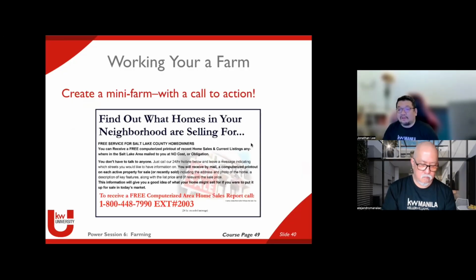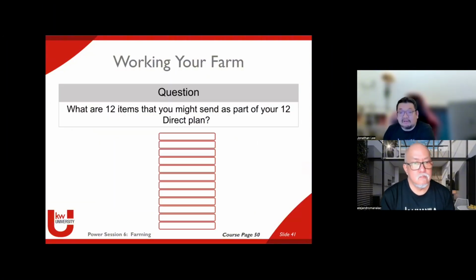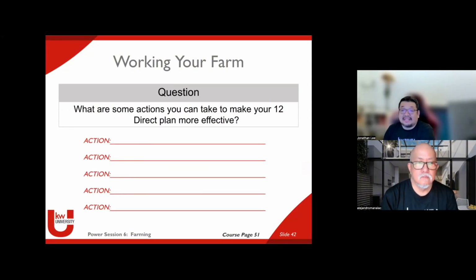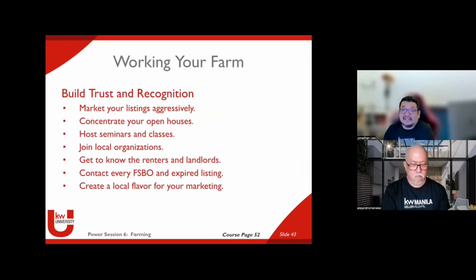Create a mini farm call to action, send out messages like this: find out how much your home is selling for, right? Toll free, what's your phone number? Put your phone number there, right? Call us and you'll receive something about your property or whatever, right? So send them 12 messages after that particular message. These are some of the things that you can do after your internet leads that you generate, right? You can communicate with them by putting these things in front of them.